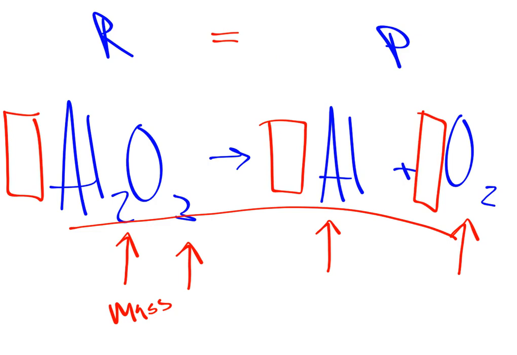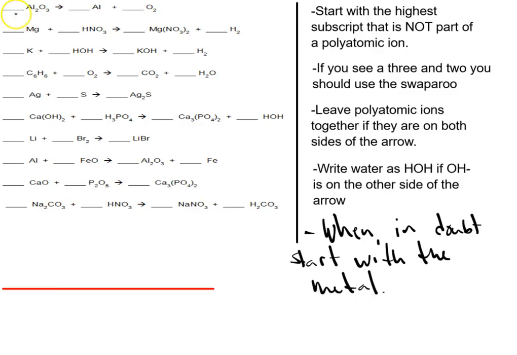So I'm going to use the idea of the first time-saving tip, that is, you start with the highest number that is not part of a polyatomic ion. Now, I skipped one on accident. This weird one, it's a little sentence I wrote. If you see a 3 and 2, you should use the swaparoo. You will actually use this ridiculous statement a lot more than you think.